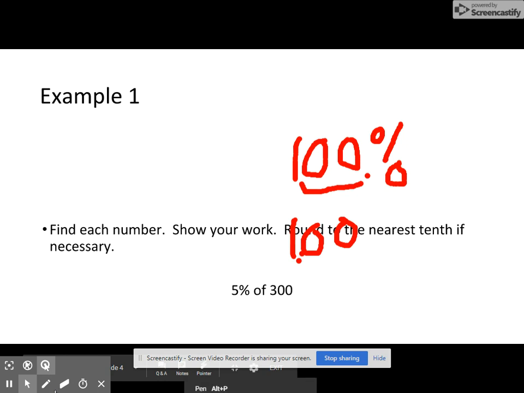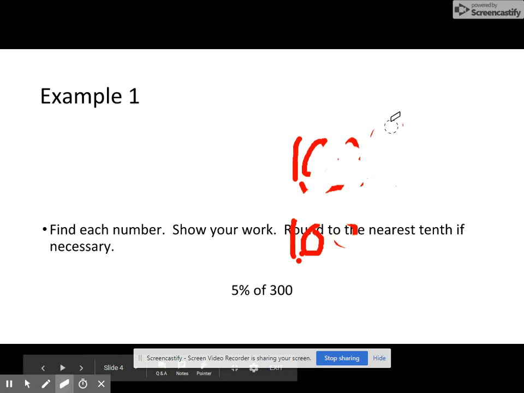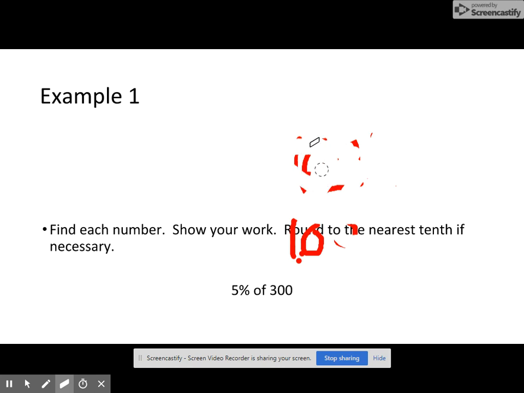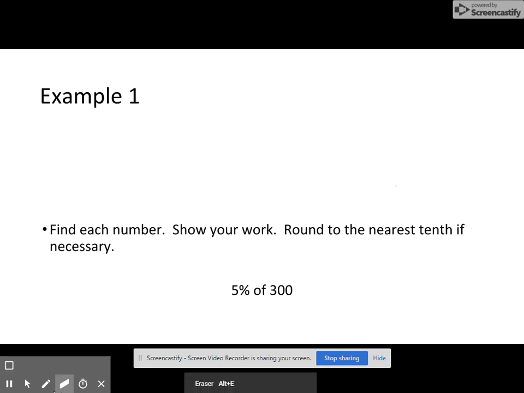All right, and let me kind of erase my work off here. Okay, so the first example, I'll work completely with you. And then for the other ones, I'm going to ask that you answer those questions after I give you some time to work. And I'll tell you when is a good time to pause the video. You could pause this one right now if you wanted to solve it on your own before I go to the next slide. So we're going to find 5% of 300.